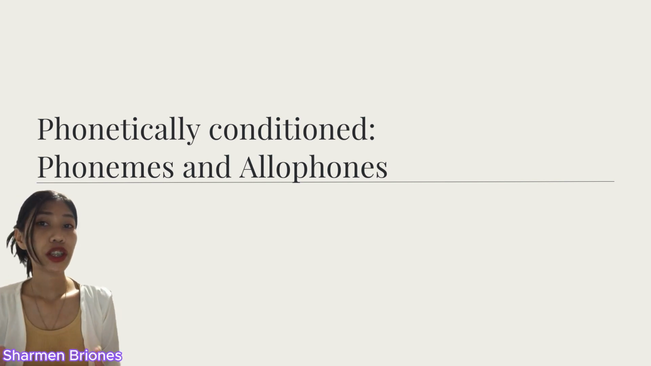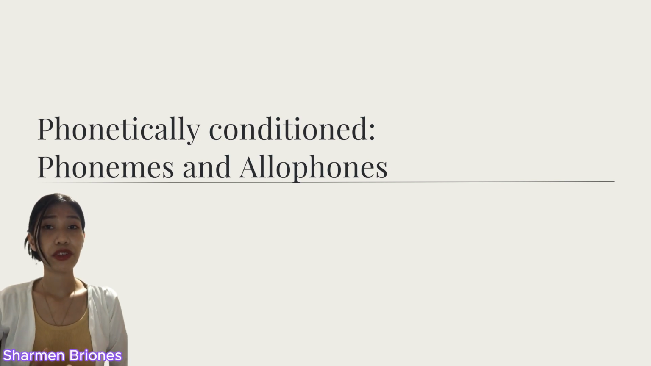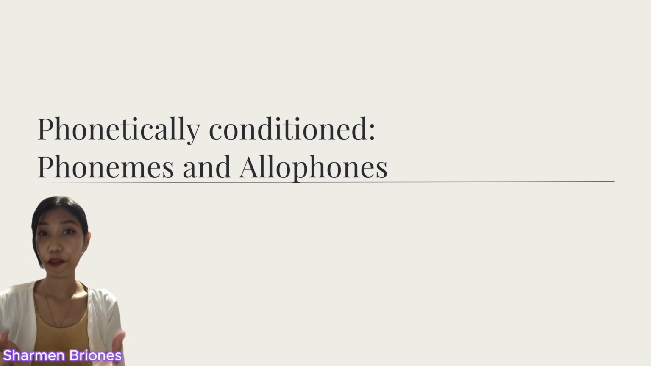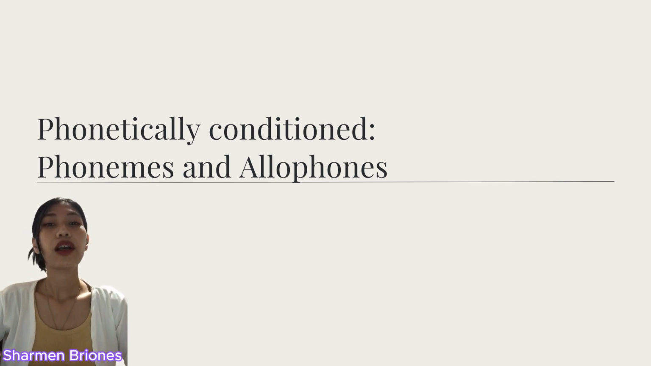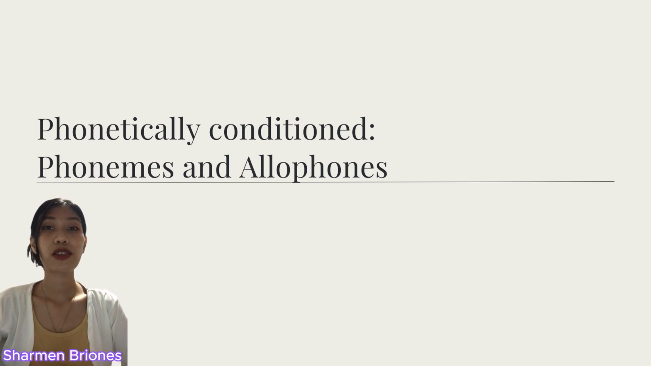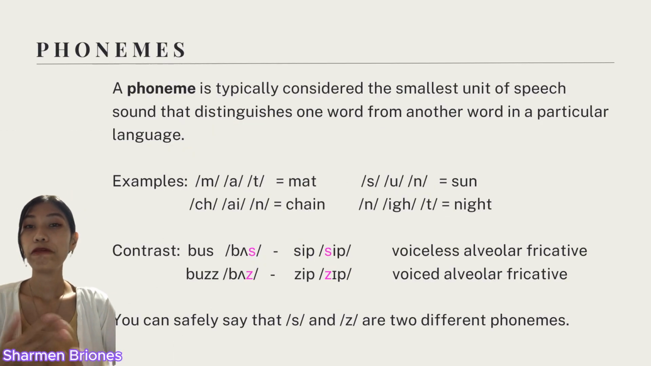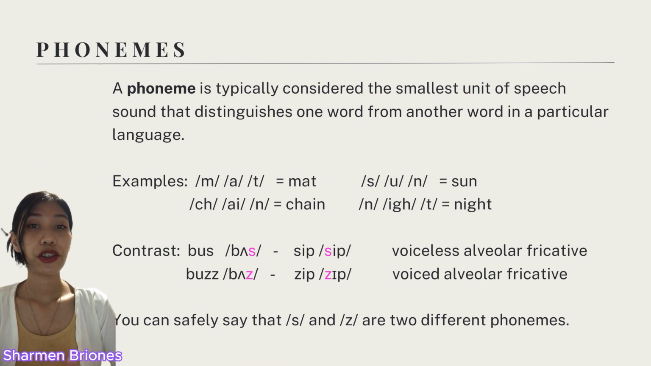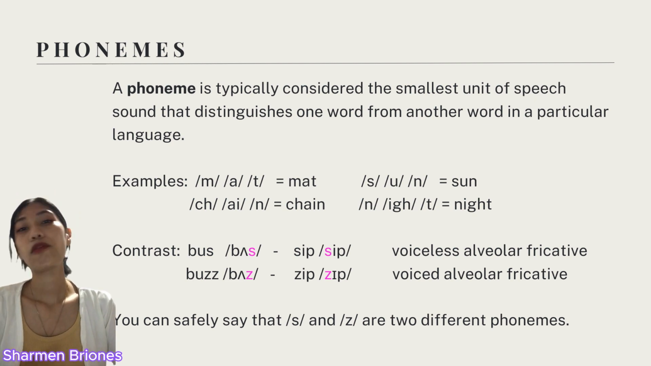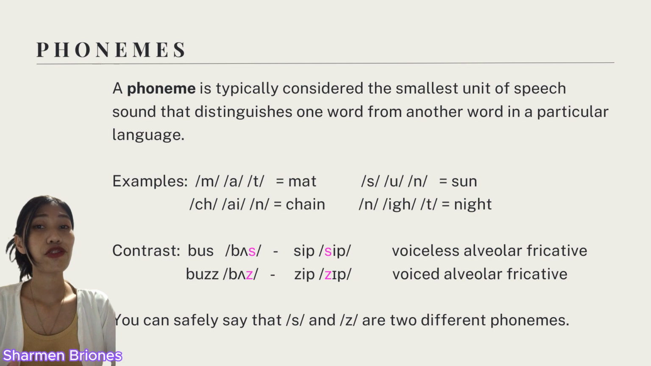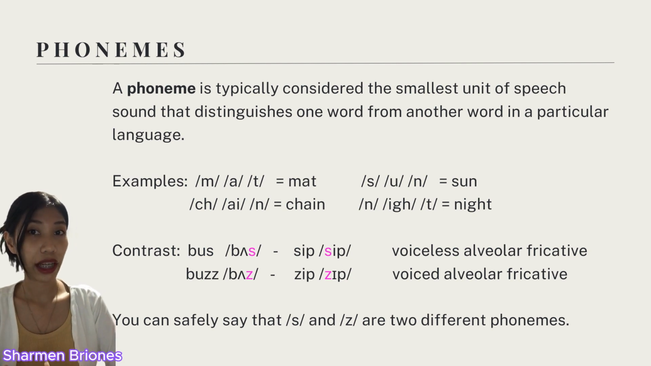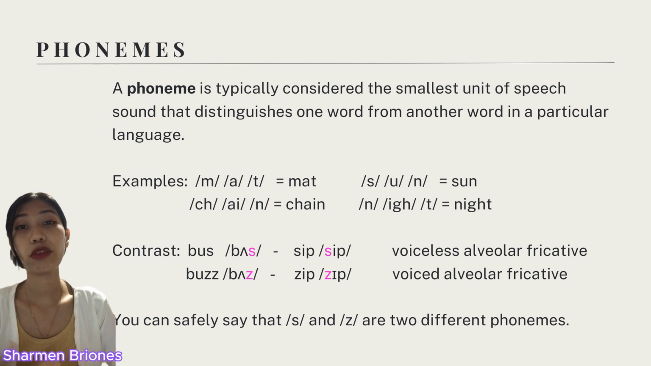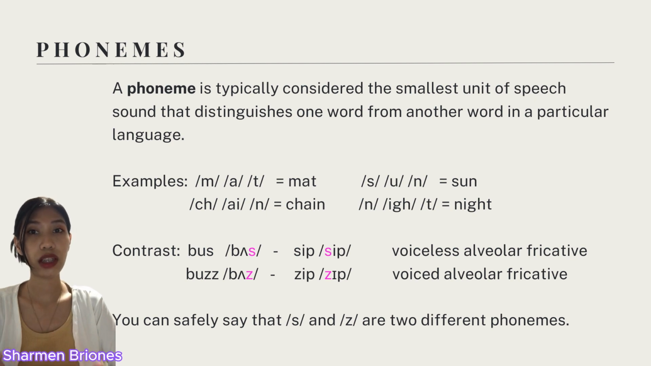So next would be the phonetically conditioned variation, which is the phonemes and allophones. One of the trickier concepts is the difference between phonemes and allophones. So let's start with the concept of phonemes. What is a phoneme? A phoneme is typically considered the smallest unit of speech sound that distinguishes one word from another word in a particular language. So phonemes are segments that contrast with each other in a particular language. They differentiate words, causing a difference in meaning.